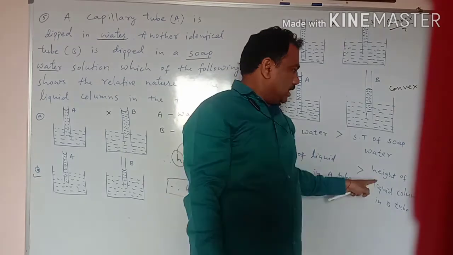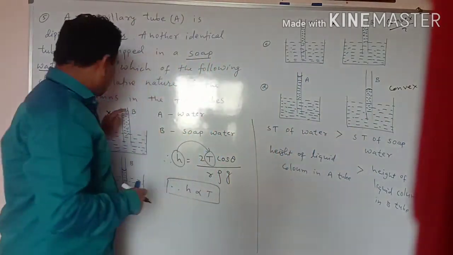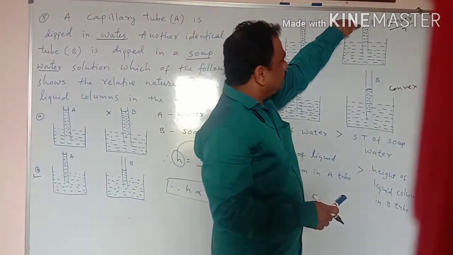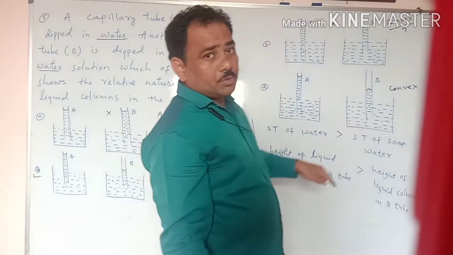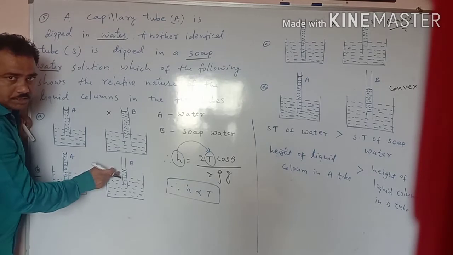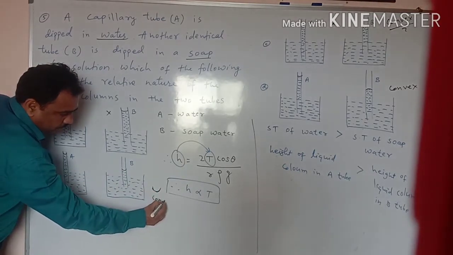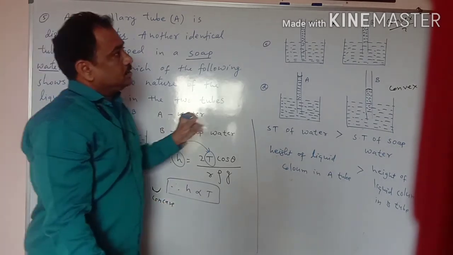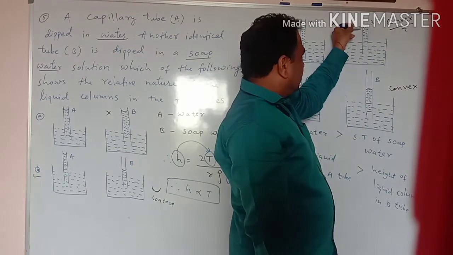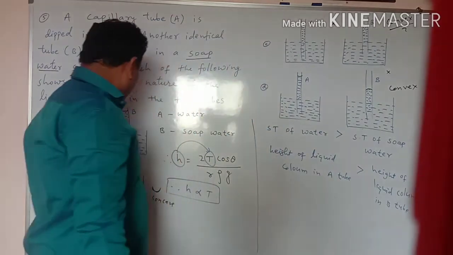Always and always, the meniscus means what? The upper surface of the liquid. Whatever the upper surface of the liquid may be, that is the meniscus. So the meniscus of soap solution is always concave in nature. Such a type of nature is concave, and such a type of nature is convex. So there are convex natures, so these two will be cancelled. Only the second one is correct.